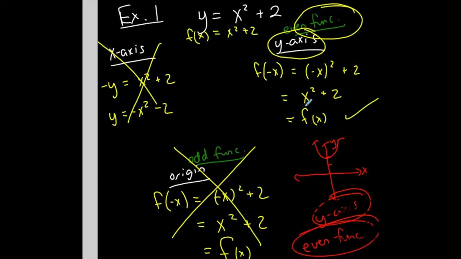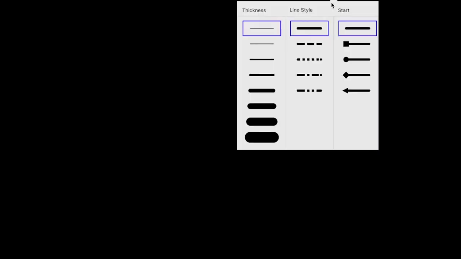Now, not everything has to pass all the tests or any of the tests. It could pass all the tests. I don't know. There are all kinds of functions and relations that exist out there. So let me do one more example.